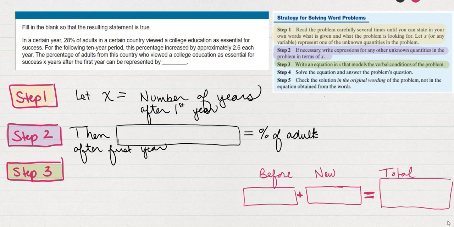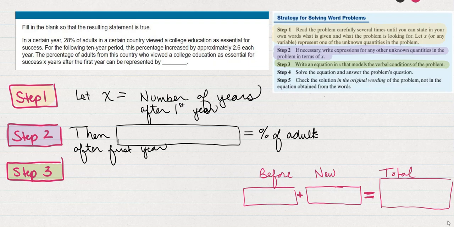So what I have here on the screen for you is that strategy for problem solving, and I've lined up step 1, 2, and 3. We don't have all the information we need to answer the full problem. We're just asked to get as far as step 2, but I wanted to show you these first 2 steps. Number 1, read the problem carefully several times until you can state in your own words what's given and what the problem is looking for. And then let X or any other variable represent one of the unknown quantities in the problem.